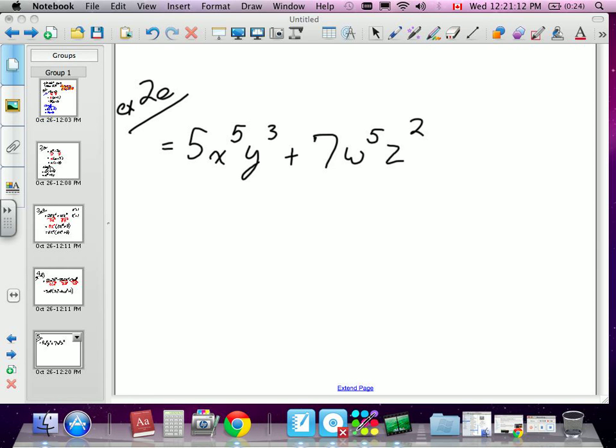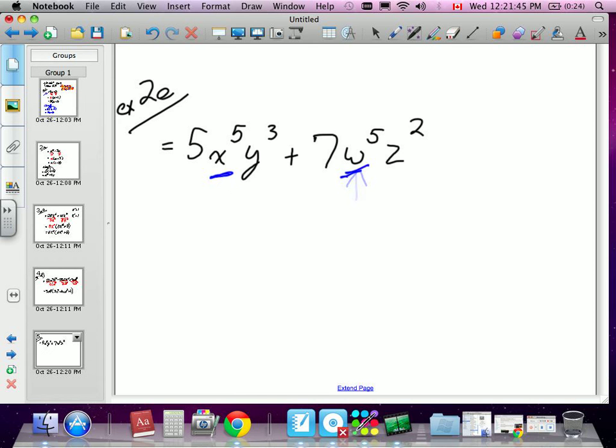Okay, same idea. We're looking for the greatest common factor, or the common factor in here. Is there a common factor between 5 and 7? Just 1. 1's not going to change anything, so we're not going to take 1 out. What about x and w? Can I take a common factor out of those? No, they're two different variables. I can't do anything with that.